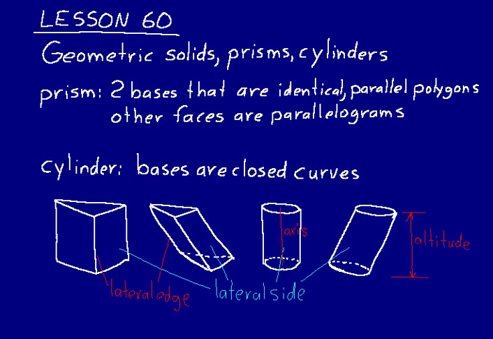Cylinders don't have lateral edges because their bases are closed curves, so they don't have any edges on them. Now the altitude, whether it's a prism or a cylinder, is the perpendicular distance between bases. That's an important word to remember. The altitude is the perpendicular distance between bases.